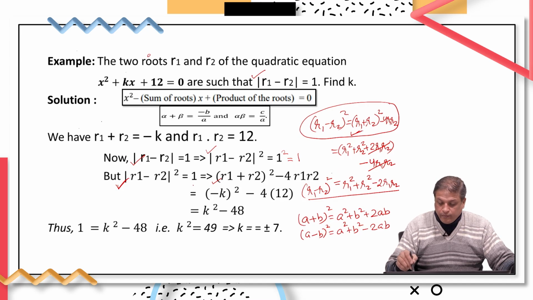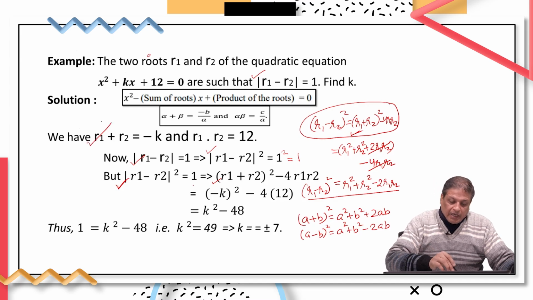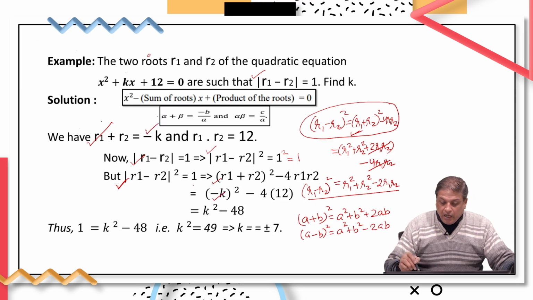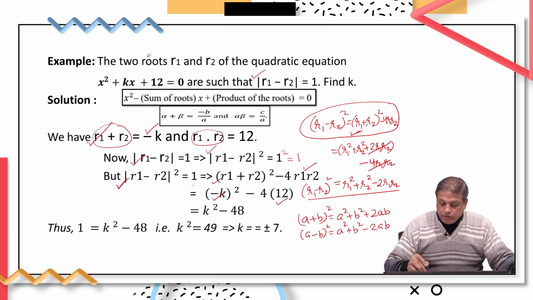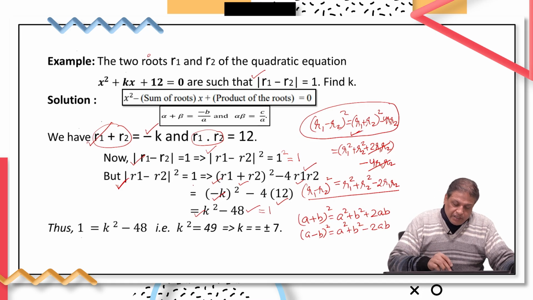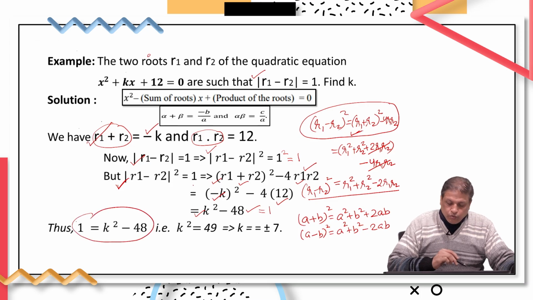minus 4R1R2. And we had already calculated that R1 plus R2 is nothing but minus k, and R1 into R2 is nothing but 12. So substituting the values of R1 plus R2 and R1 into R2 in this expression, you will get (minus k) square minus 4 into 12, which is k square minus 48. So this is the expression. Now this is equal to 1. So this implies k square minus 48 is equal to 1.